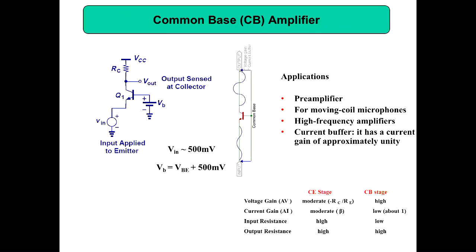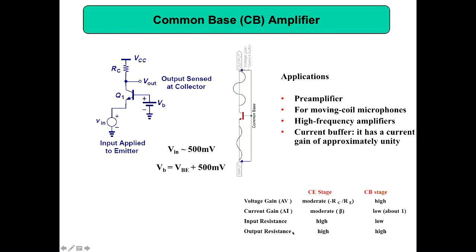So if you want to make a current buffer, you can use this, because you get a maximum current gain of one here. Then I have made a comparison between common emitter and common base. Voltage gain: moderate, minus RC by RE, for common emitter; for common base you get high gain. Current gain: again moderate, beta, for common emitter, but less than 1 for common base. Input resistance: common emitter, very high, but common base, very small.